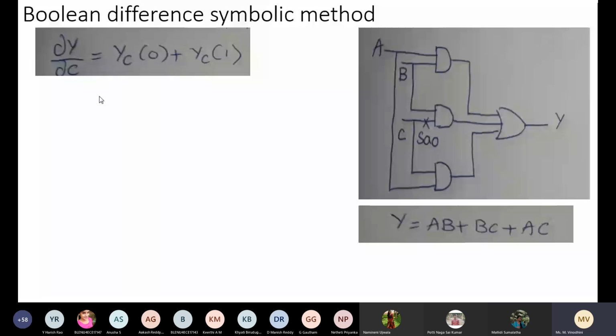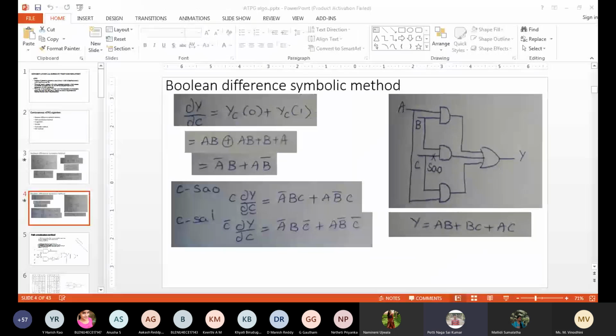And if it is stuck at 0, you will multiply with C or C bar. Stuck at 0 means C. Somebody said C bar. No, I'm doing stuck at 1, ma'am. Stuck at 0 is completed. Okay. Stuck at 0 means, remember, you have to multiply with C. Stuck at 1 means you need to multiply with C bar.